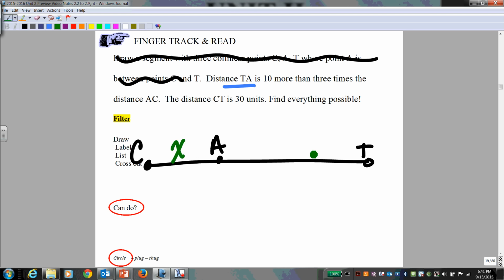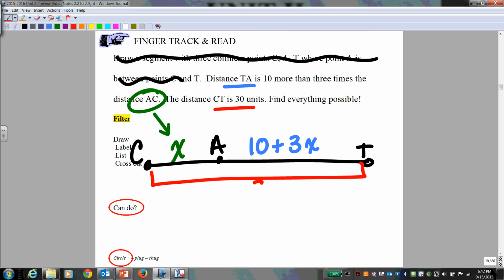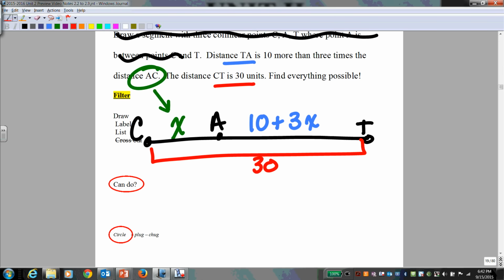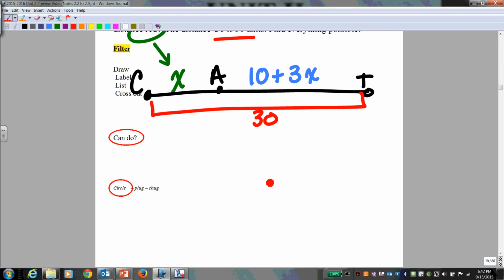So A to C is going to be X. A to C we're just going to call as unknown. And right here, TA is 10 more than 3 times of CA. And the distance C to T is 30 units. Find everything possible.